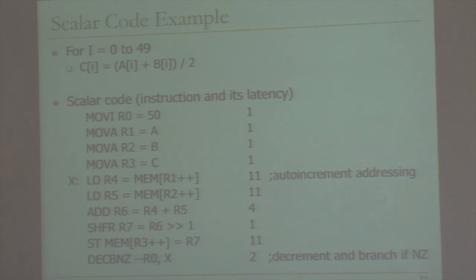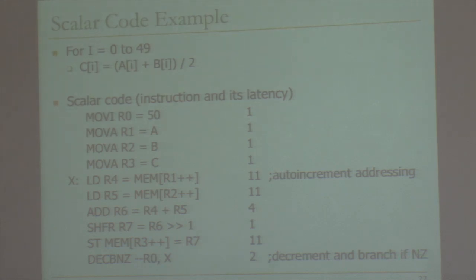You keep going to the next element. In the next iteration of the loop, you're going to load the next element. So R1 is modified to be R1 plus 1 with the same instruction here. And then this is the addition. And then this is the division by 2, shifting by 1. And then this is the store into C. And then this is the loop condition check. This is decrement and branch if not 0.